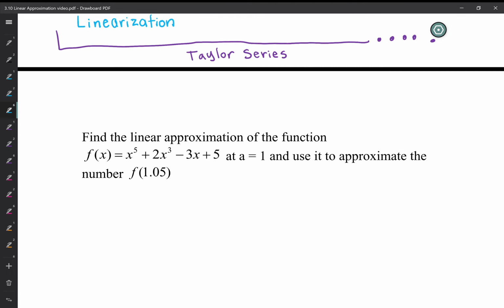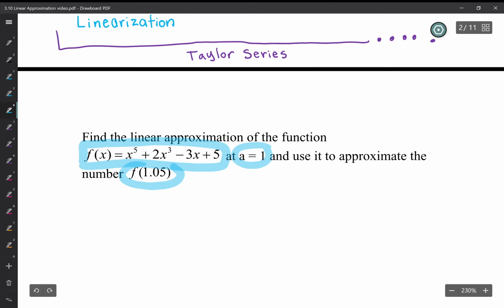Okay, let's take a look at how to use linearization to make an approximation. So if we have a function f of x is equal to x to the 5th power plus 2x cubed minus 3x plus 5, and we're looking at a is equal to 1, in order to approximate f of 1.05. So in this case, the x that we will later substitute into our linearization is 1 and 5/100.